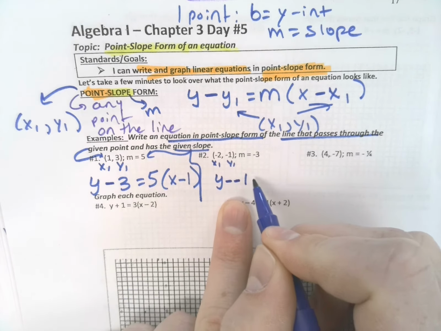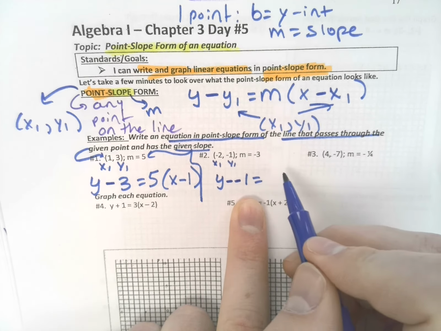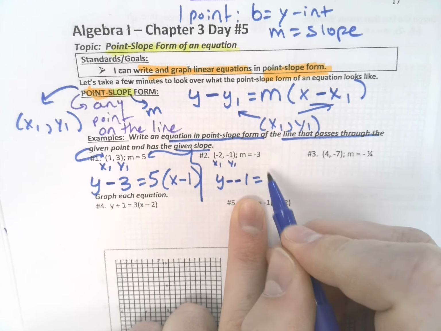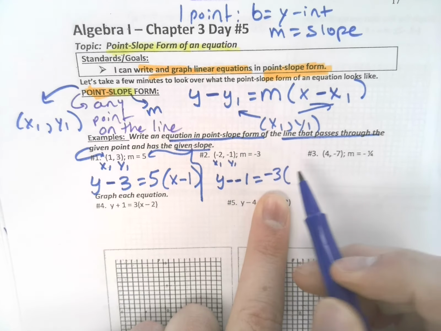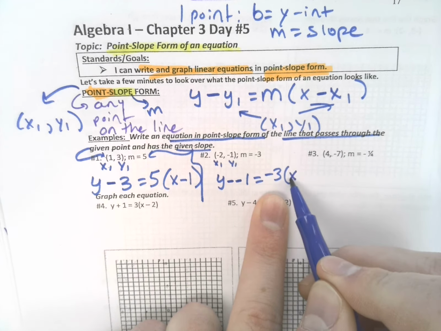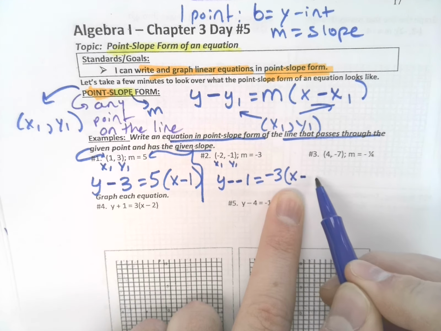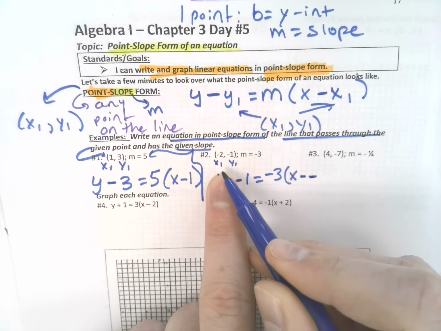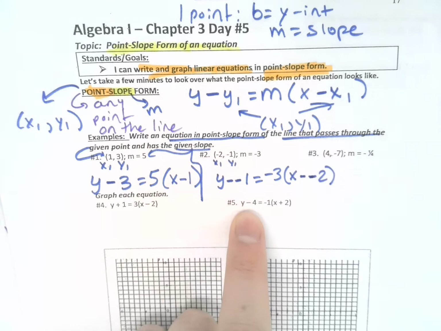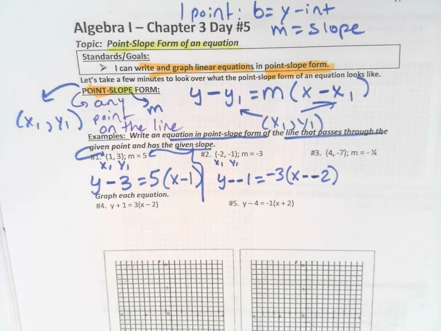-1 equals, what's our slope? -3. Parentheses, x minus, yeah, in this case x1 is, okay. So y minus y1 equals m times x minus x1.